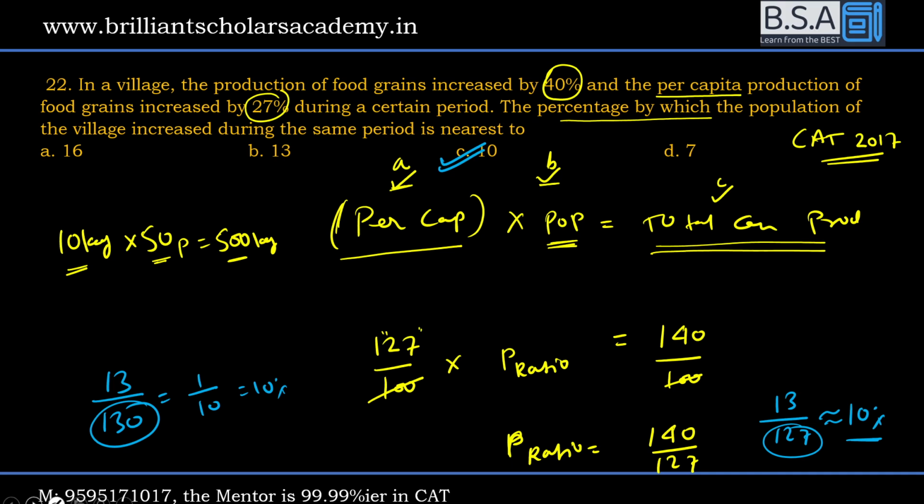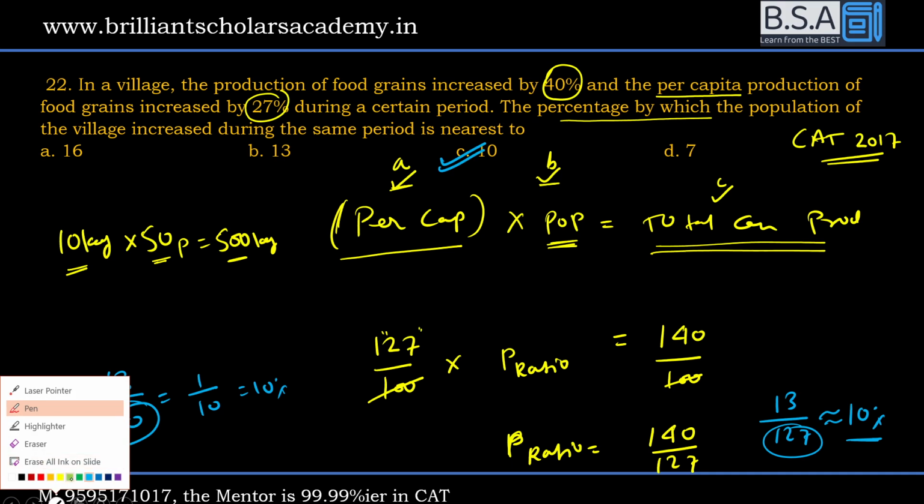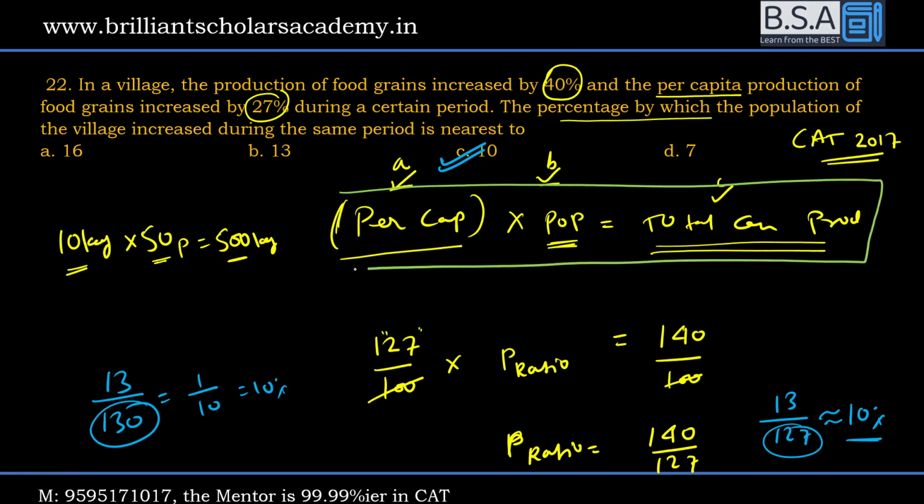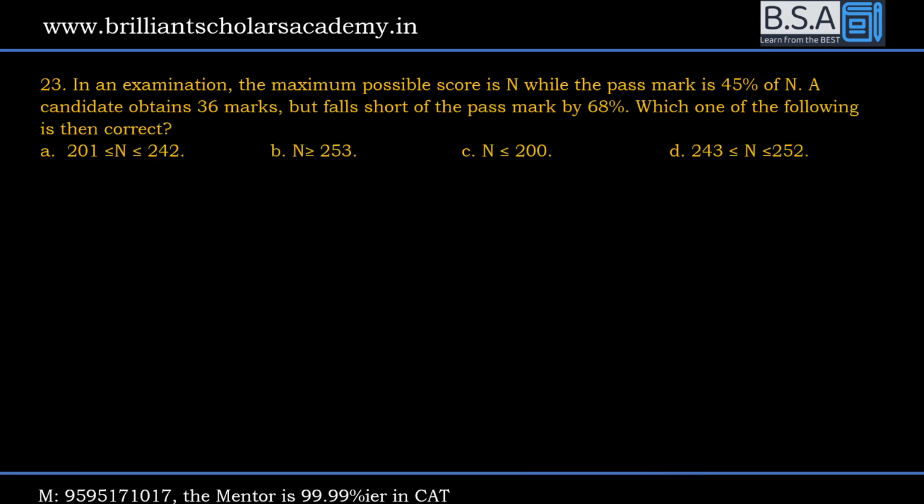So observe, this entire question was about one thing. Can you relate those three variables? Per capita consumption, population, and total production. Per capita consumption into population is equal to total quantity. What is a basic question of addition subtraction? Just pay attention.